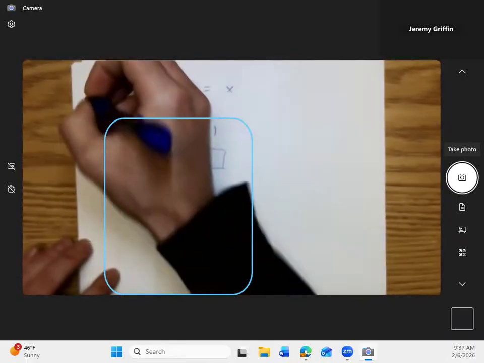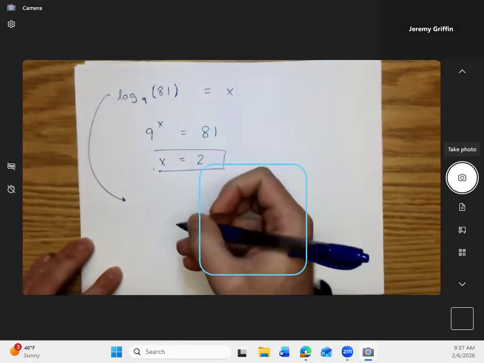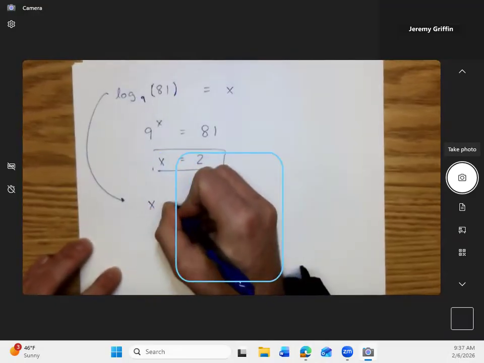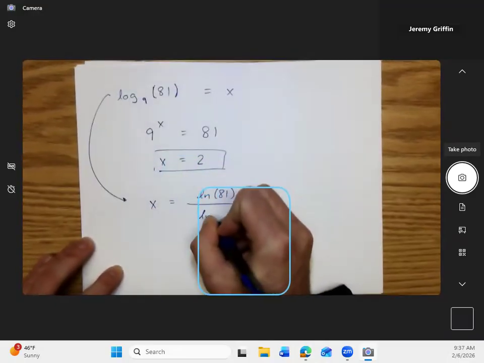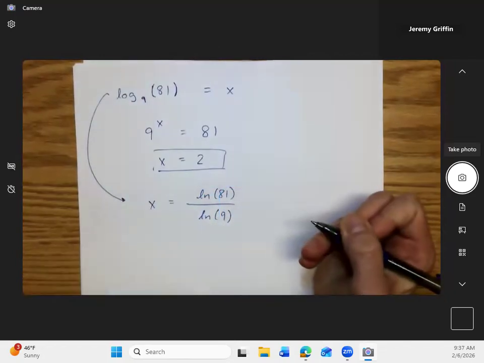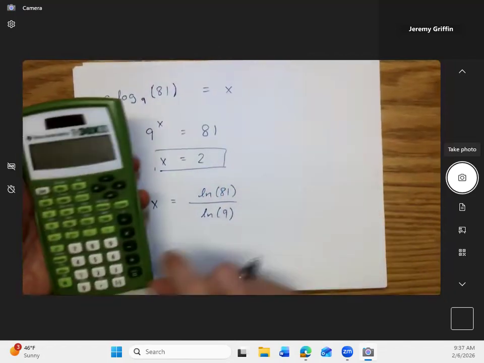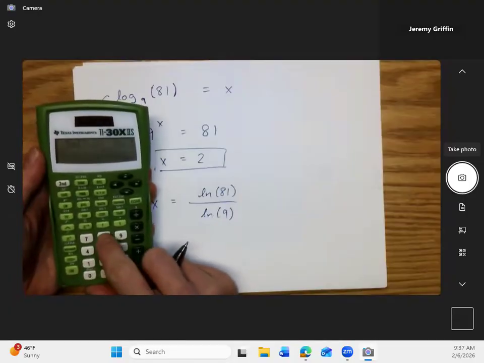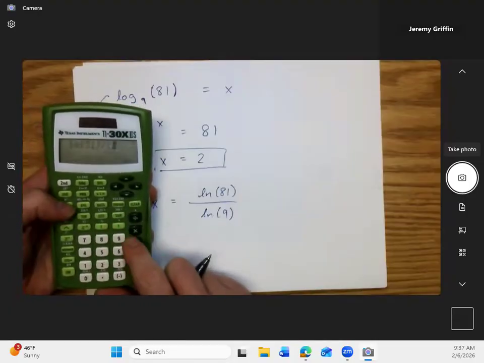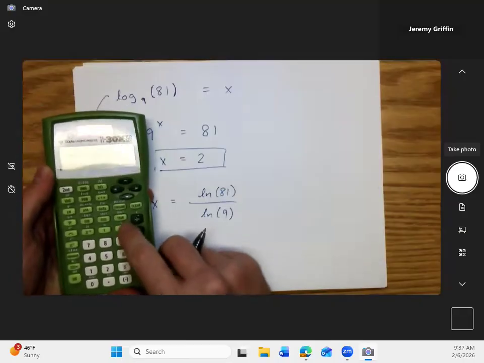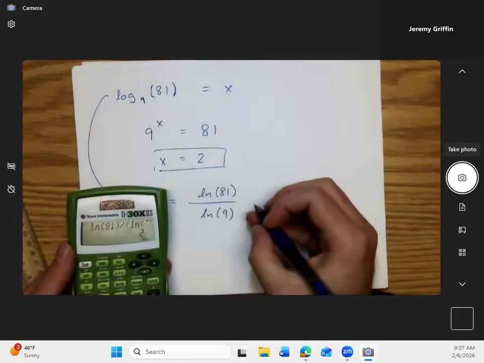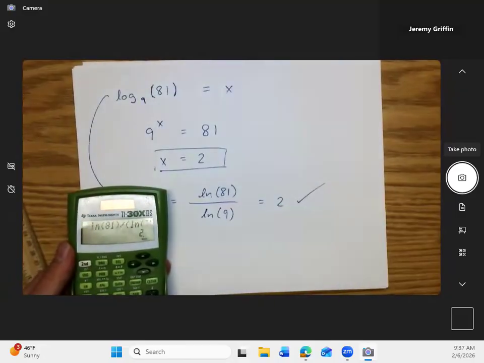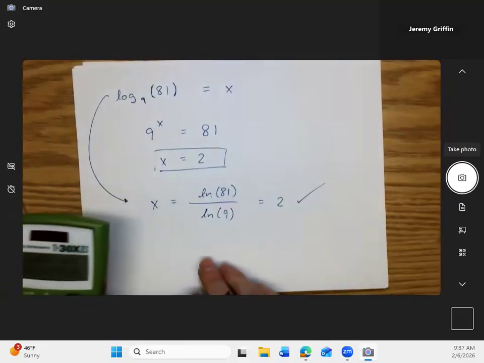Another way is to say this is the same thing as natural log of 81 over natural log of 9. I bet that will also give me 2. Let's see. What is natural log of 81 divided by natural log of 9? As long as you have the parentheses in the correct place, this should say 2. Yes, it equals 2, the same thing.